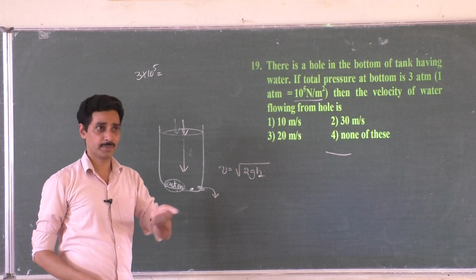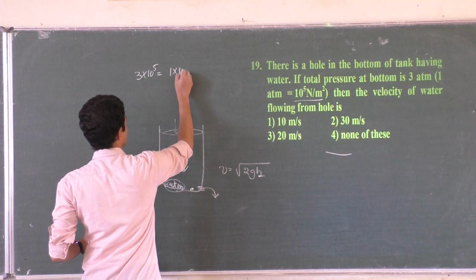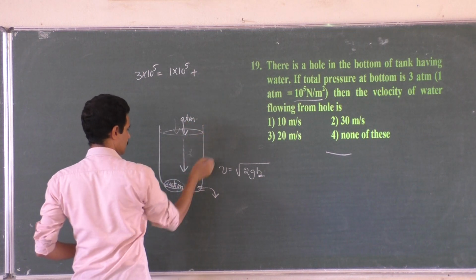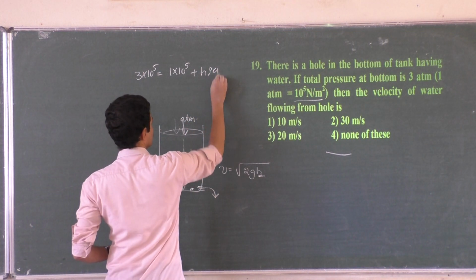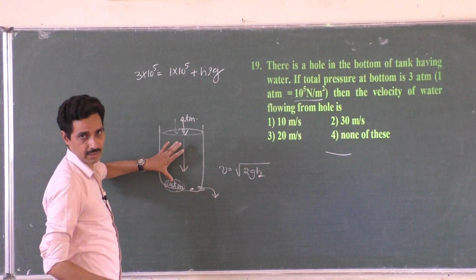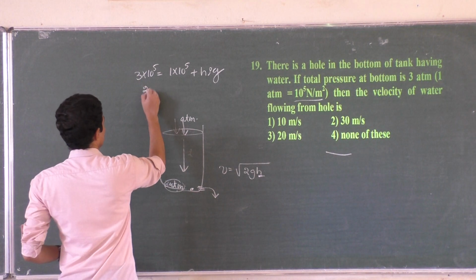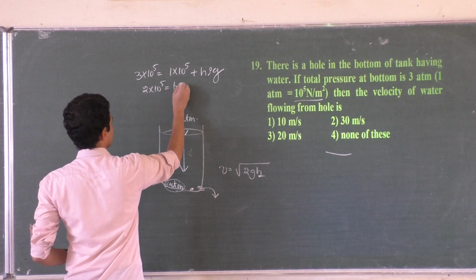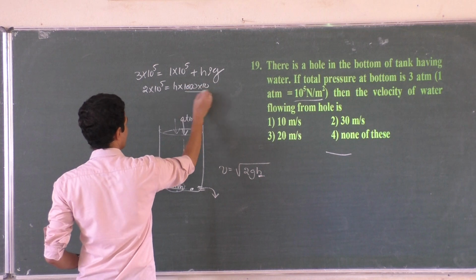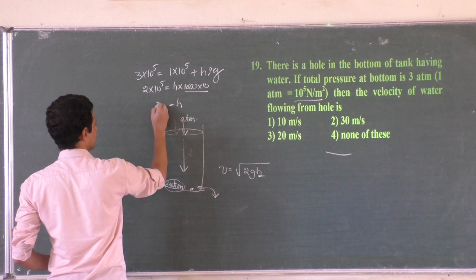Suppose you are at sea level. Suppose you go to a very great height, it will change. But we will take it as 1 atmosphere. Pressure due to atmosphere plus pressure due to this water, h rho g. That total is 3 atmosphere, 3 into 10 to the power 5 pascals. So 2 into 10 to the power 5 is equal to h times water rho 1000, g 10, which is 10 to the power 4. So what is h? 10 to the power 4 will come here, 10 will remain, 20 meters.